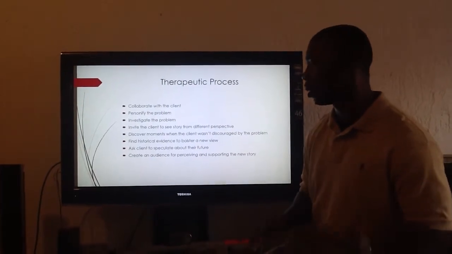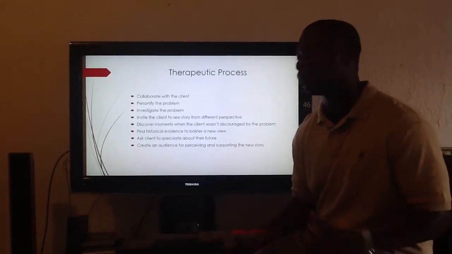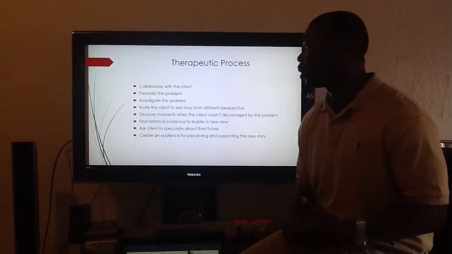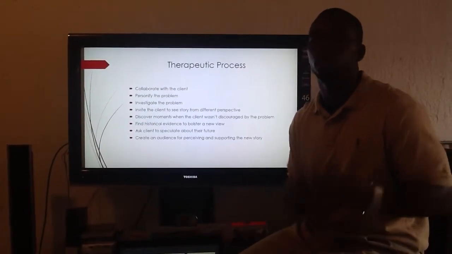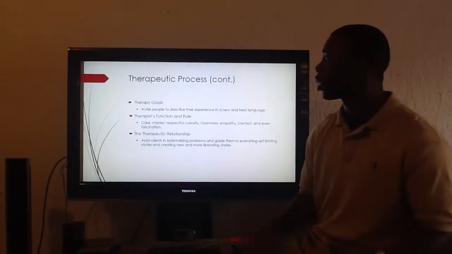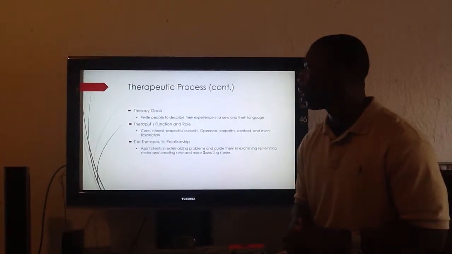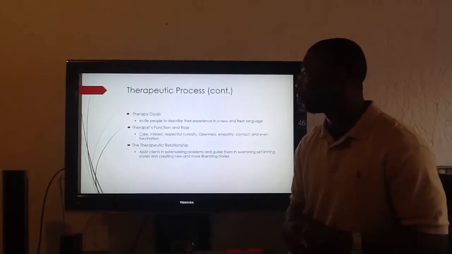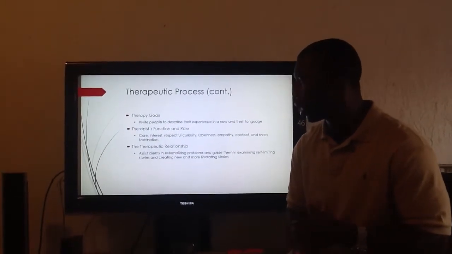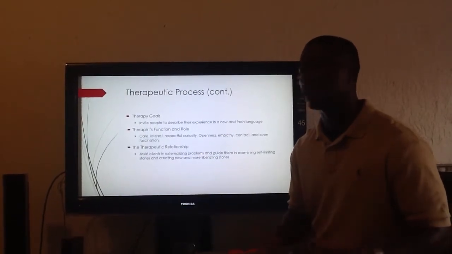Therapeutic process. Main points here: collaborate with the client, investigate the problem. Also, find historical evidence to bolster a new view. Ask client to speculate about their future, how they want to see themselves in the future. Therapeutic goals: invite people to describe their experience in a new and fresh language. Functions and roles. The therapists want to care, be interested, respectful courtesy, openness, empathy, contact, and even fascination.